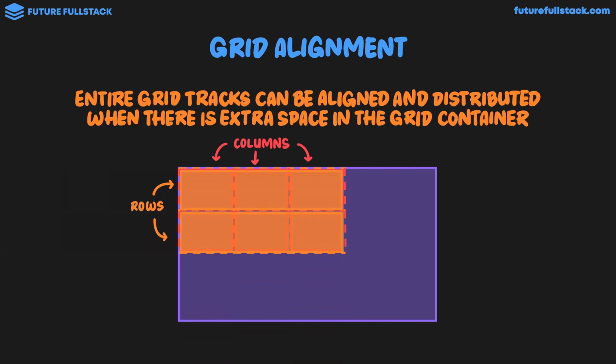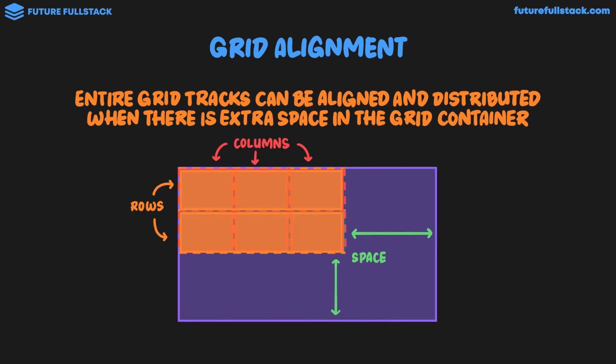We have our grid rows, and we have our grid columns. Now, grid alignment is about how we can move the grid tracks, that is, the rows and columns, when there's extra space inside the grid container. This is different to grid cell alignment we looked at in the previous chapter, which was about aligning grid items inside grid cells. With grid alignment, we're moving the entire grid, that is, the different grid tracks, inside the grid container when the grid container has extra space.